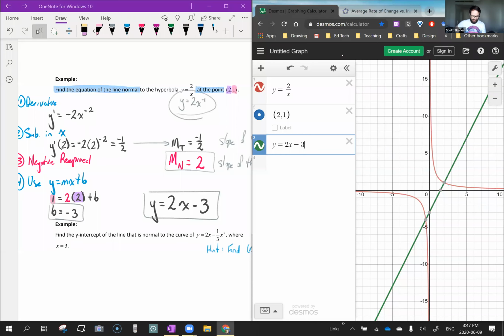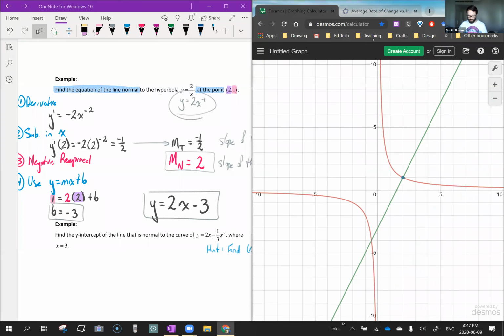So that's our normal line. We go perpendicular to the line at that point. So if we zoom all the way in on the point, what we'll notice is that it's perfectly 90 degrees. Which is the whole point. That is what the normal line is. It intersects our function. The red line was our function. The green line was our normal line.